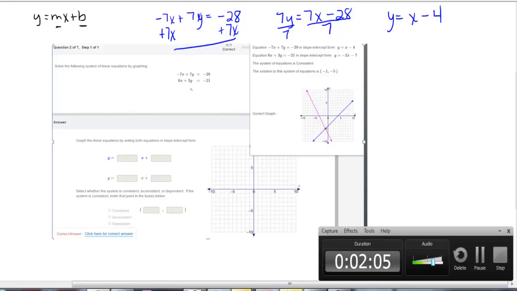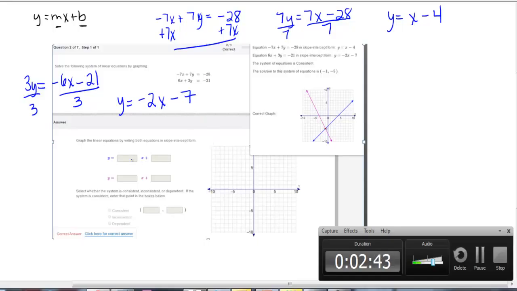Then the second one, I do the same kind of thing. It's hard for me to even see these numbers: 6x plus 3y equals negative 21. I can subtract 6x off both sides, so I'm left with 3y equals negative 6x minus 21. Then I need y equals something, so I divide both sides by 3. I divide the negative 6x by 3, so negative 2x, and negative 21 divided by 3 is negative 7.